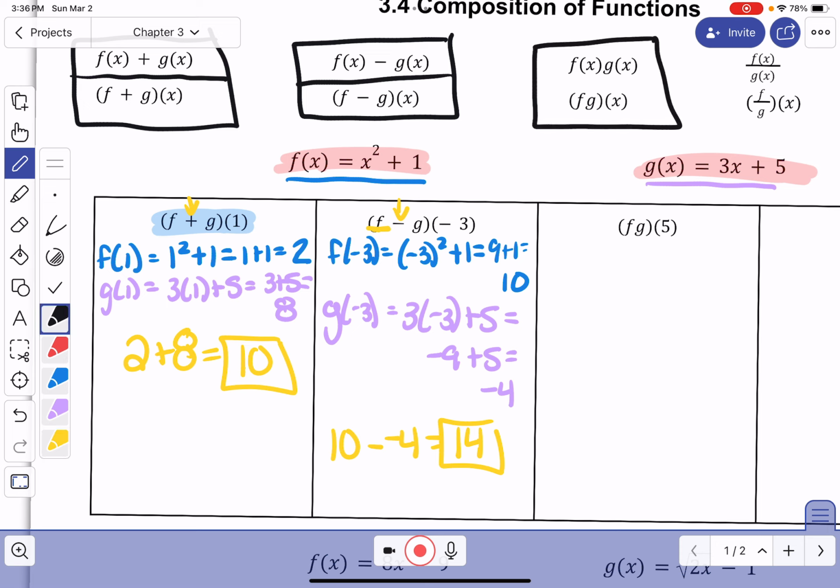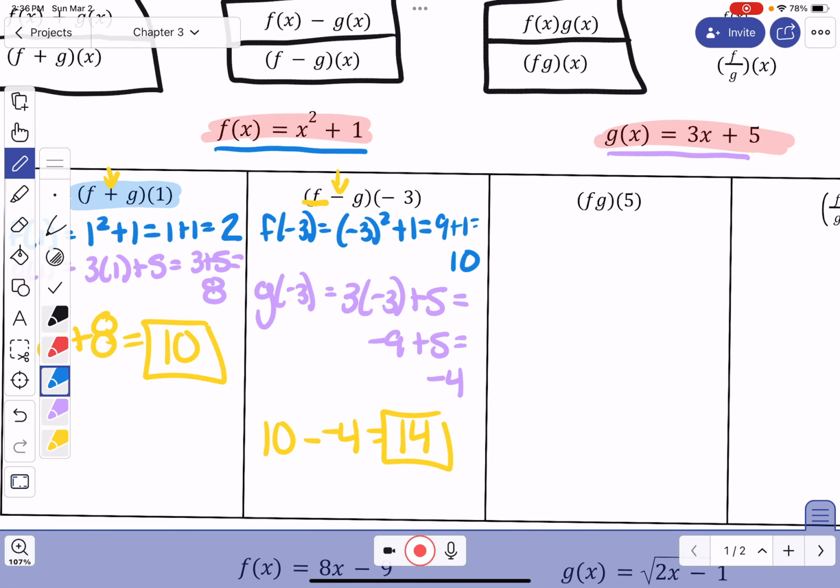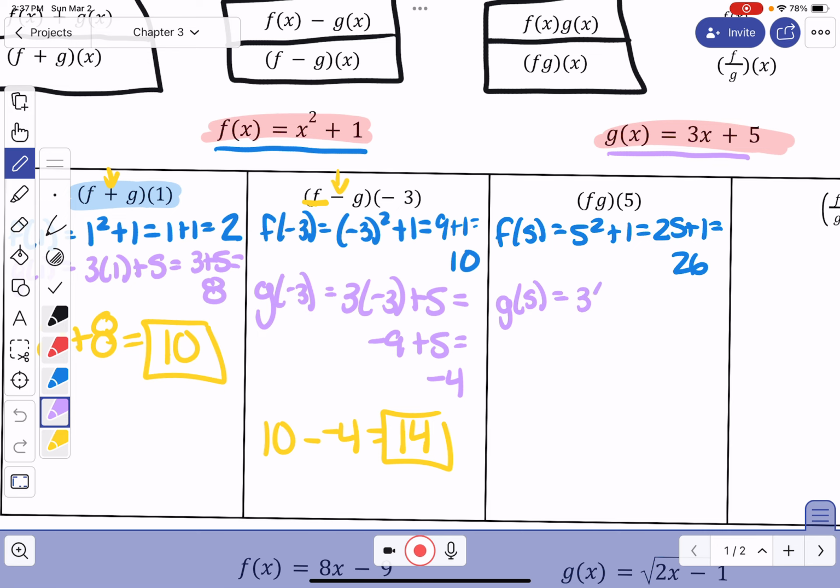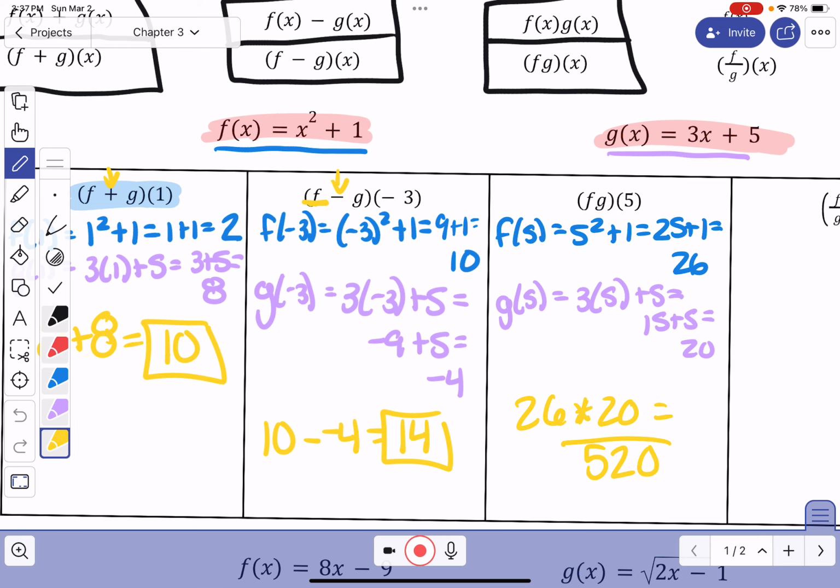The next thing you're going to see is multiplying. So they could be right next to each other, like the top or the bottom. But again, if they give us a number, it's the same thing. So f of 5 would be 5 squared plus 1, which is 25 plus 1, or 26. Then we do g of 5, which is 3 times 5, which is 15, plus 5 is 20. And then we multiply those together. So 26 times 20 gives us 520.